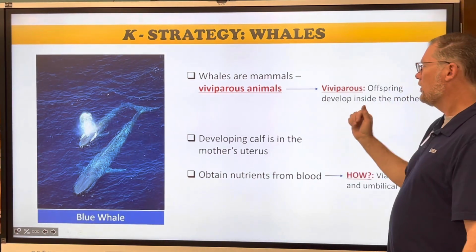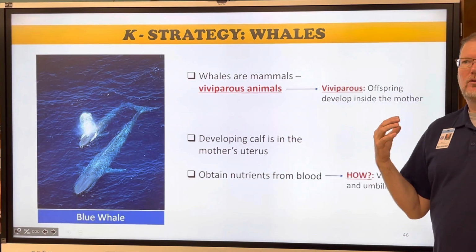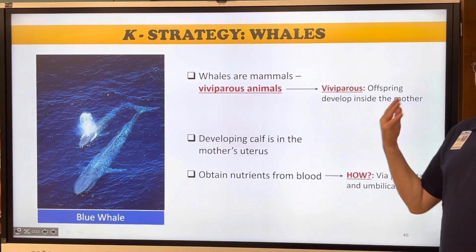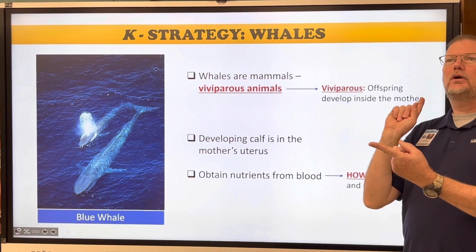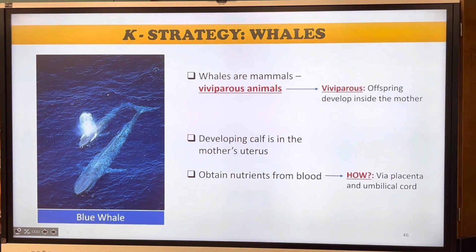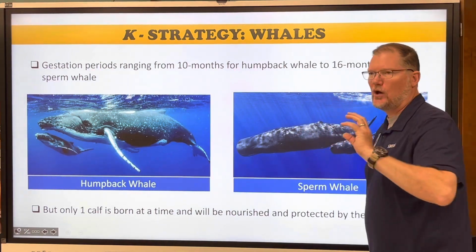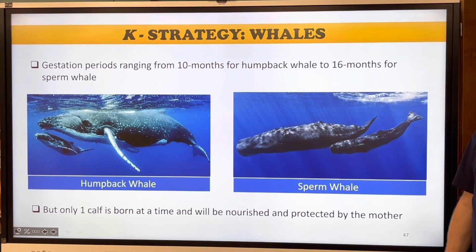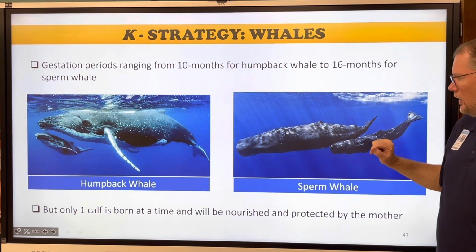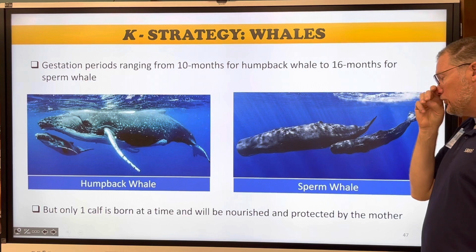All right. The developing calf is in the mother's uterus, and through the placenta, just like humans, because we're mammals, the umbilical cord feeds them oxygen and food, and then gets rid of the waste. So gestation period for humpback whale ranges from 10 months to 16 months. 10 months for humpback whale, 16 for a sperm whale. Here's sperm whale, humpback whale, my favorite animal. But only one calf is born at a time and will be nourished and protected by the mother.